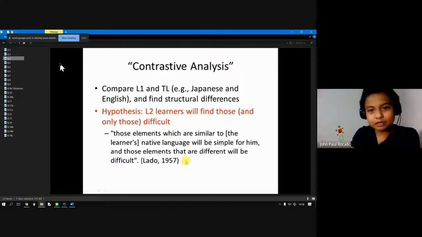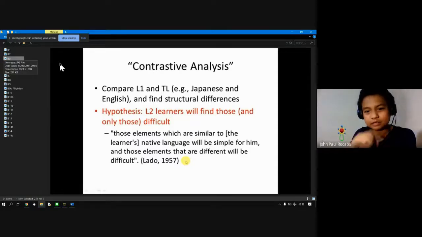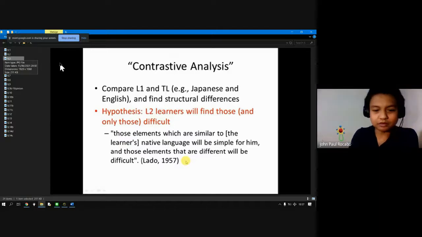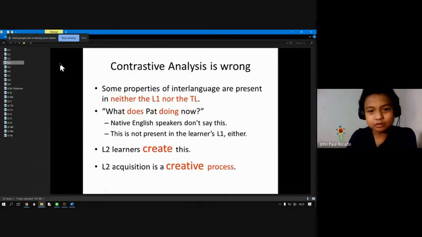Next is contrastive analysis. Hindi tayo magtatagal dito. Its hypothesis: L2 learners will find those and only those elements difficult. Those elements which are similar to the learner's native language will be simple for him, and those elements that are different will be difficult. 1957 pa. So bakit ko sinabi na hindi tayo magtatagal dito? Because contrastive analysis is wrong.